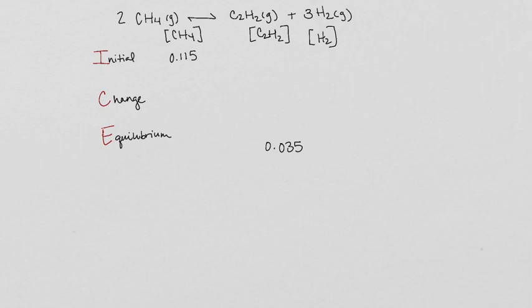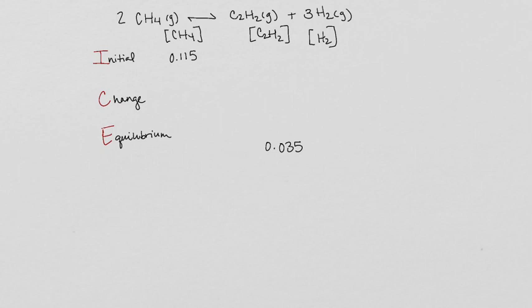So in this reaction, we've got 2 moles of methane gas reacting to form a mole of ethylene, or ethyne, and 3 moles of hydrogen gas. We know that we have started off with 0.115 molar concentration of methane, and that our equilibrium concentration for ethyne is 0.035. Here is our ICE table once again. So let's fill this out.